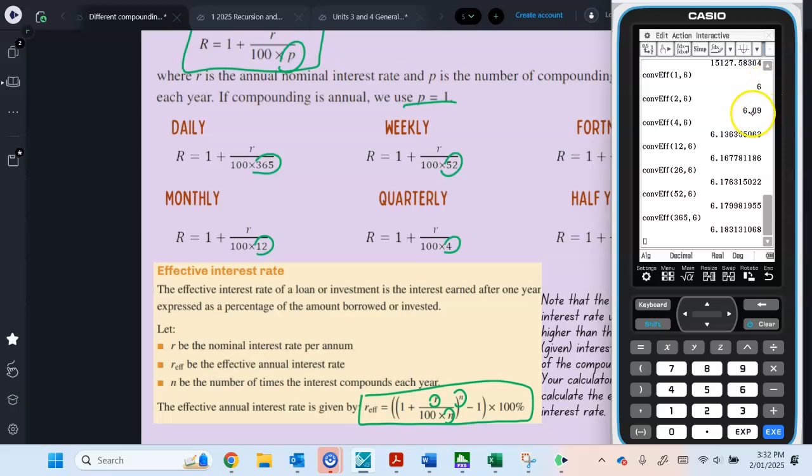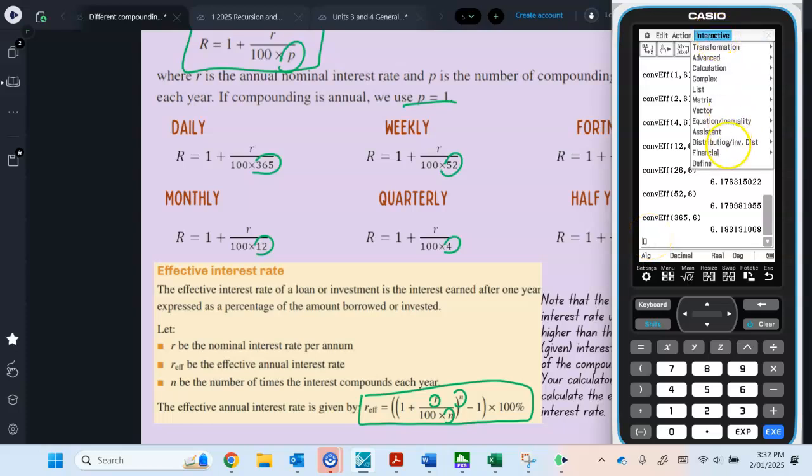Half yearly, it's gone up a little bit to 6.09, but as you can see, it keeps increasing as the number of compounding periods increase. So even if you walked into the bank and it was advertised as 6%, you're actually paying a little bit higher with the effective interest rate. If you're given the effective interest rate, you can go back to the nominal interest rate.